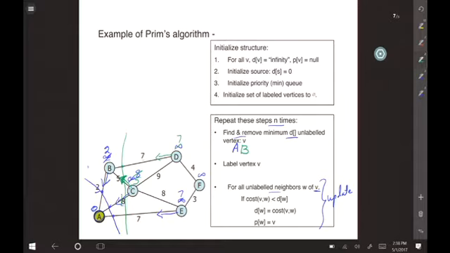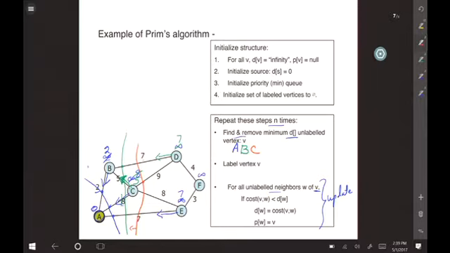Remove the minimum weight D. In this case, that's C. Here's the new labeled set to the left of this line. The things we need to update are 9. 9 is not better than 7, so we're going to ignore it. 8 is not better than 7, so we're going to ignore it, and we're done with that iteration.